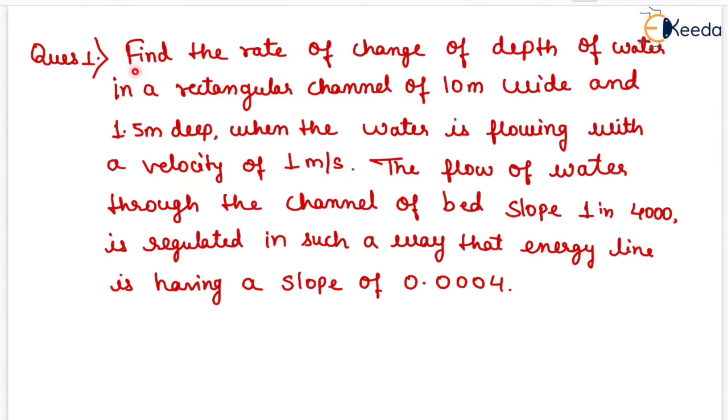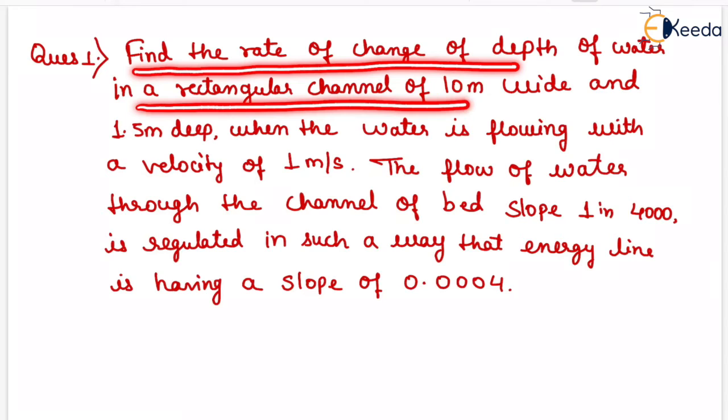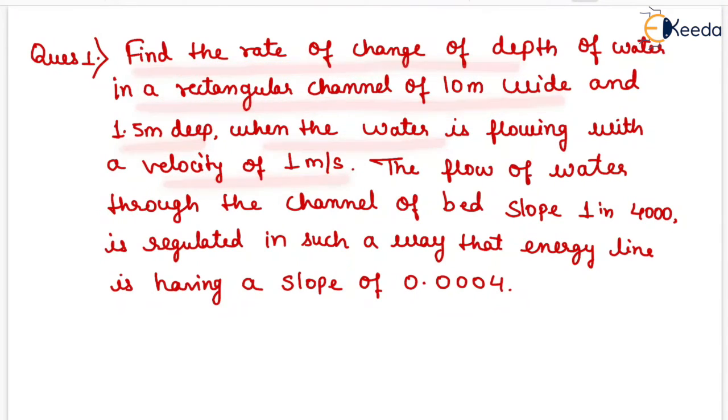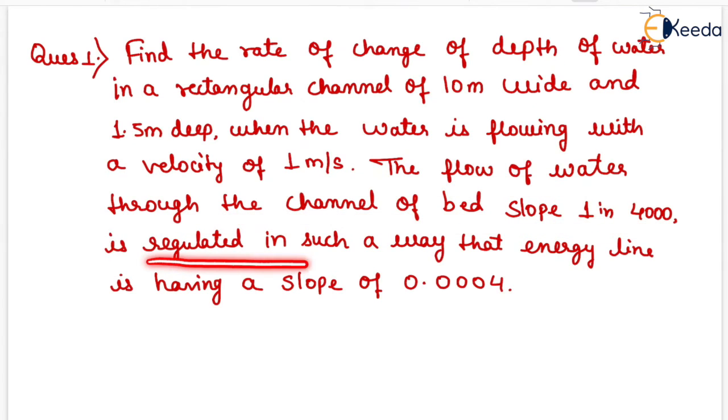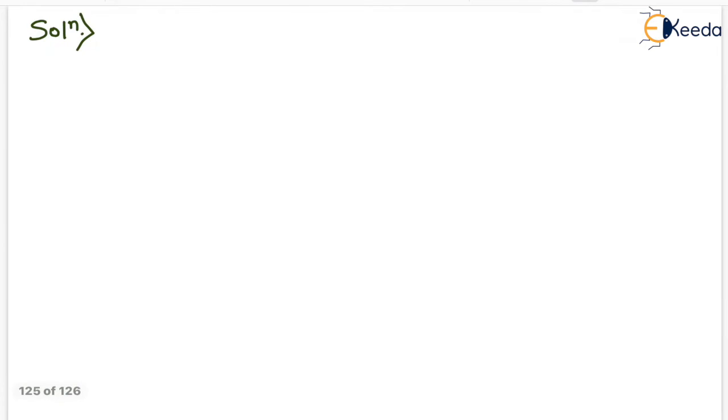Question is given as: find the rate of change of depth of water in a rectangular channel of 10 meter wide and 1.5 meter deep when the water is flowing with a velocity of 1 meter per second. The flow of water through the channel of bed slope is 1 in 4000 is regulated in such a way that energy line is having a slope of 0.00004. Now we have to solve this question.